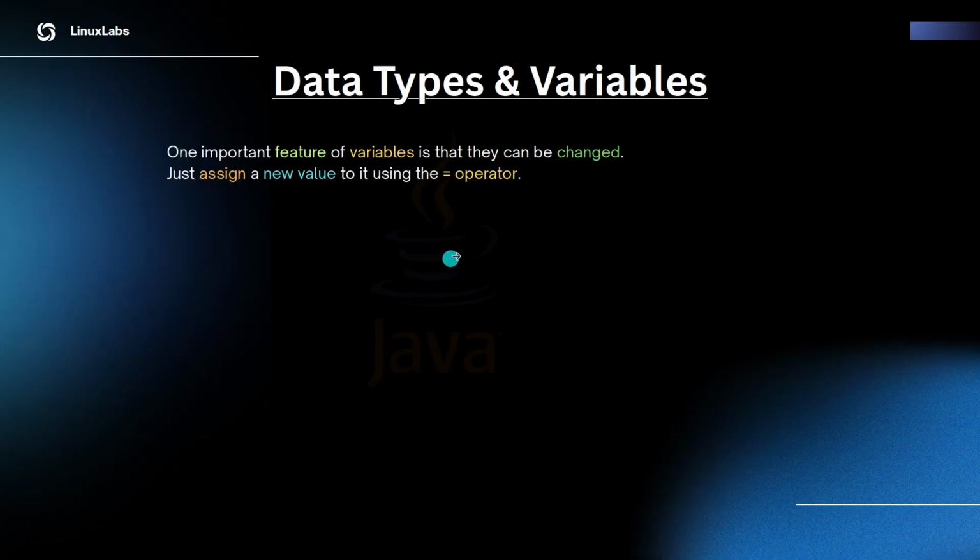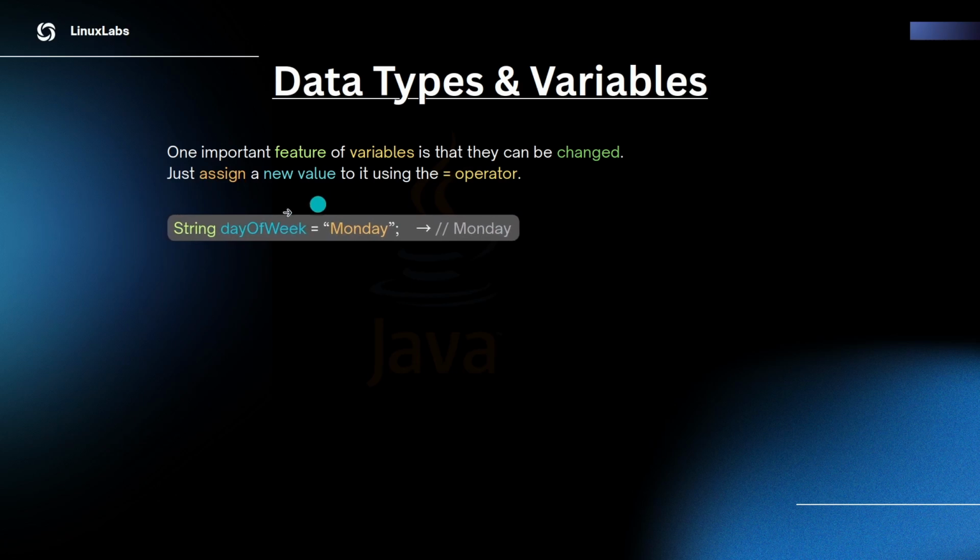One more important feature of variables is that they can be changed. And to do that, you just assign a new value into it using the equals operator. For example, we can have a variable of data type string, and then we have initialized it with a value Monday. And then we want to change this one. You just say day of week, the variable name, and then assign it a new value.